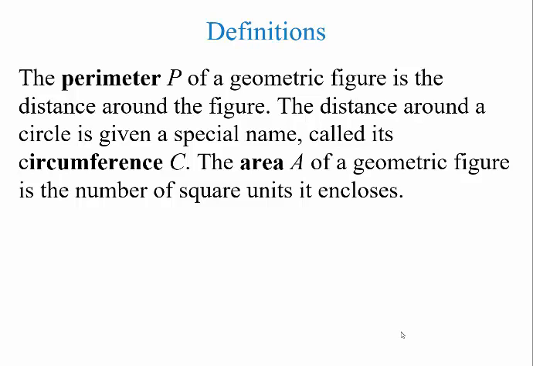The perimeter, which we'll denote as P, of a geometric figure is the distance around the figure. The distance around a circle, though, is given a special name. That distance around it's called the circumference, which we'll denote as C. And the area of a geometric figure is the number of square units it encloses. Now, the area of a circle is just still referred to as the area. I know, like we just saw, that circumference of a circle is different from perimeter. It just gets a different name, but there's only one area for each.